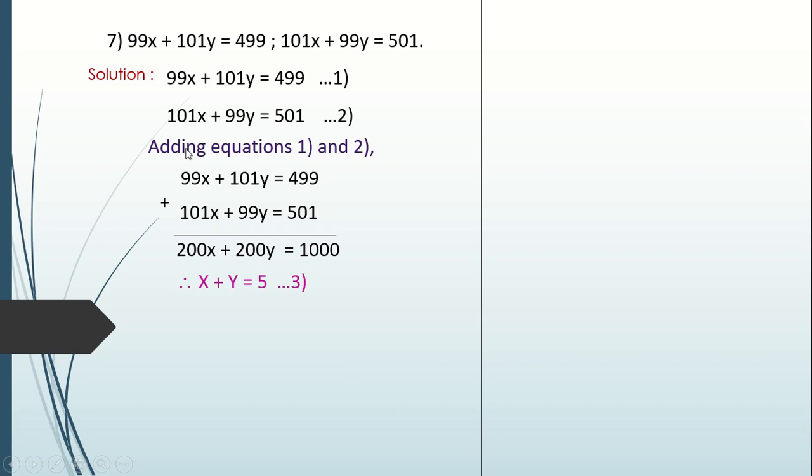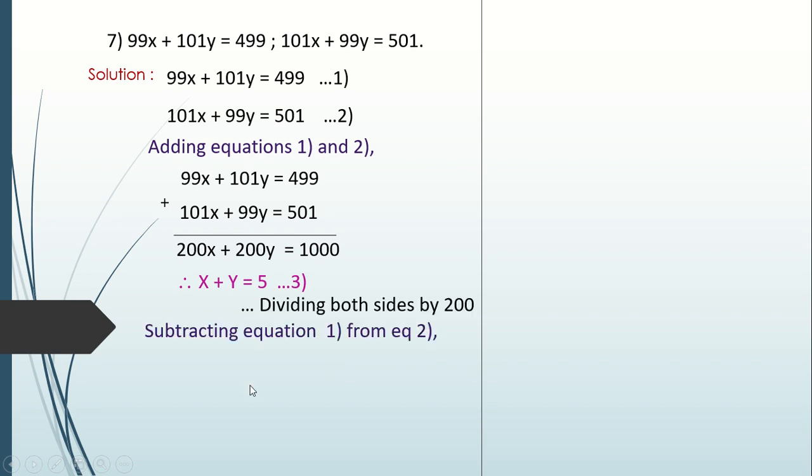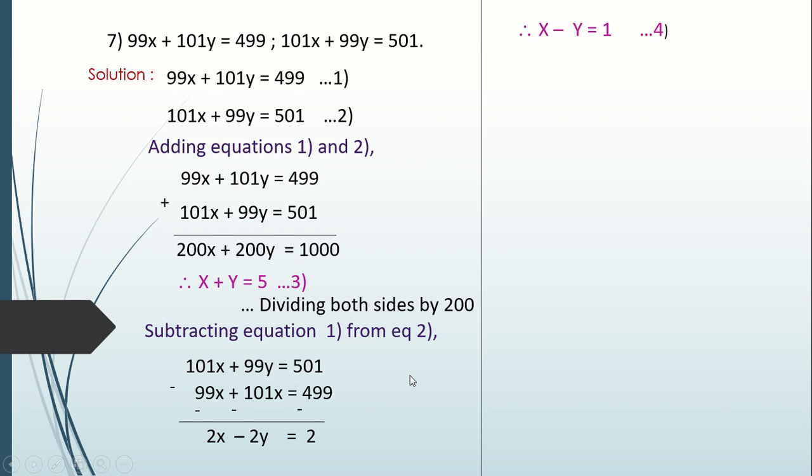Okay. Now subtracting equation 1 from 2. What do we get? 101 minus 99. Subtracting means the signs of the second equation change. So I will get 101 minus 99 is 2x minus 2y is equal to 2. So I get x minus y is equal to 1.